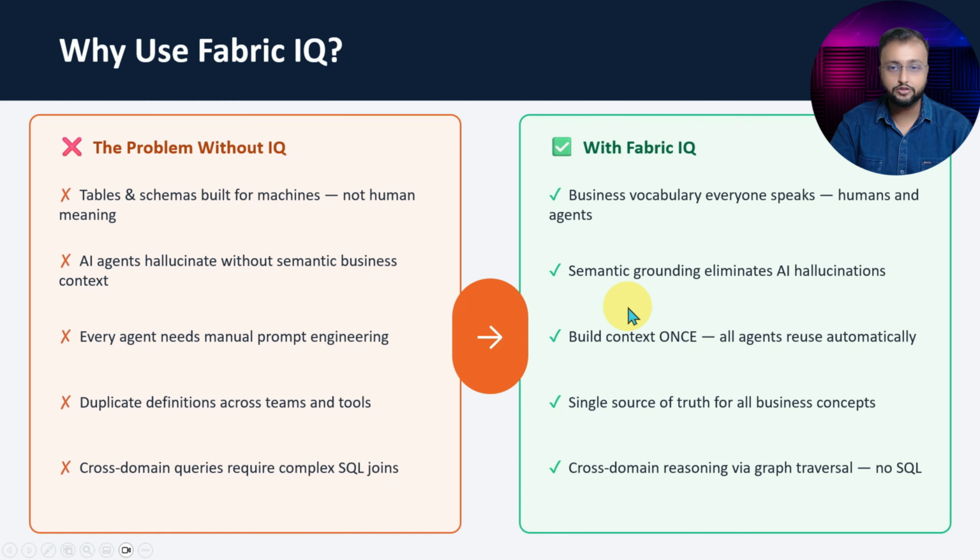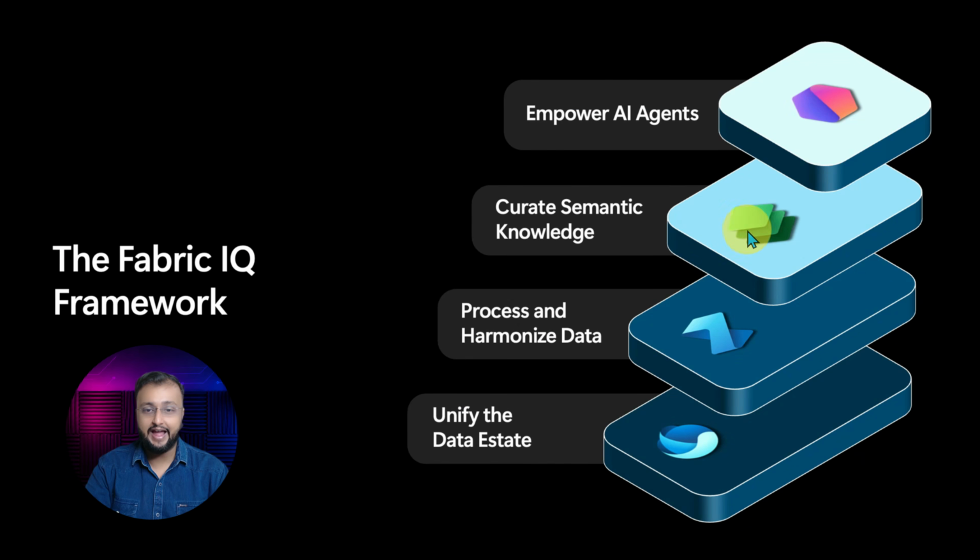In order to use Fabric IQ, we have the terminology of ontologies in detail. In the Fabric IQ framework, you unify the data assets, then you process and harmonize your data, then curate the semantic knowledge, and the semantic knowledge can be consumed by the AI agents.